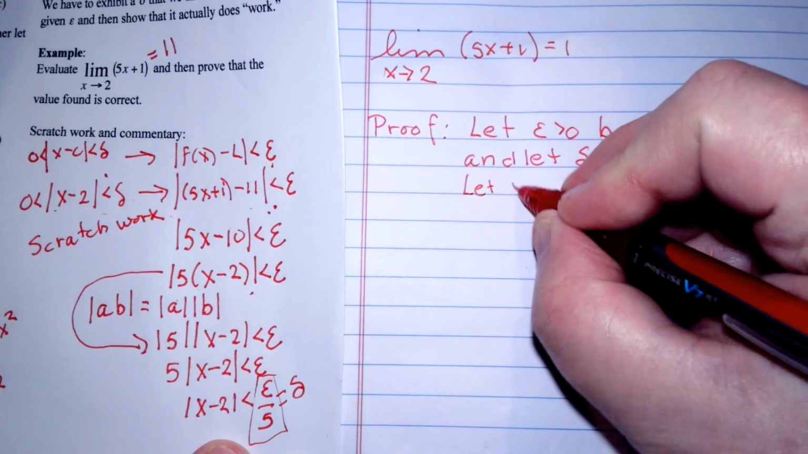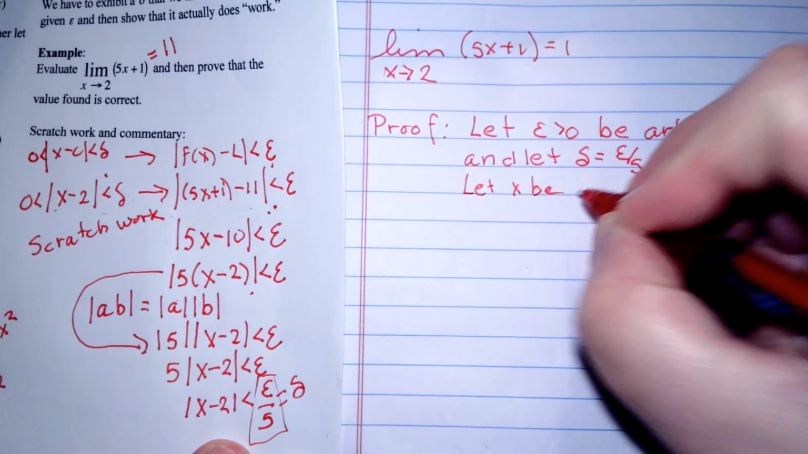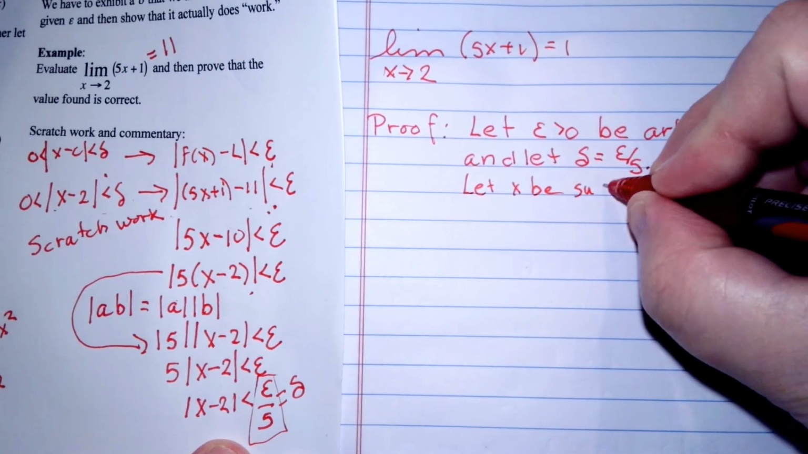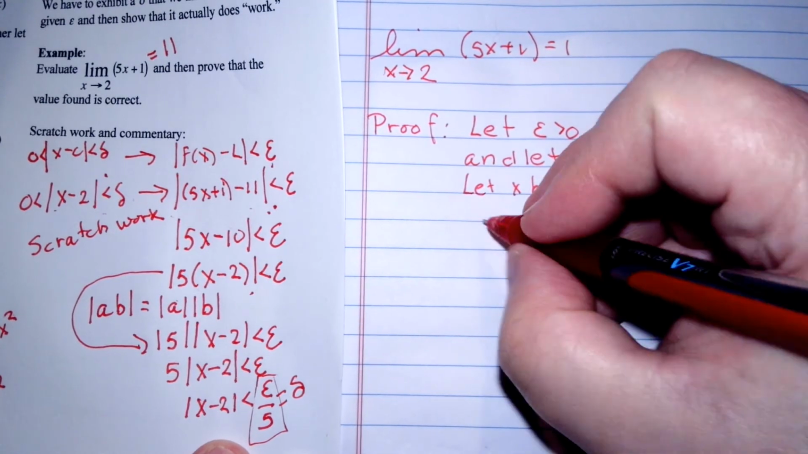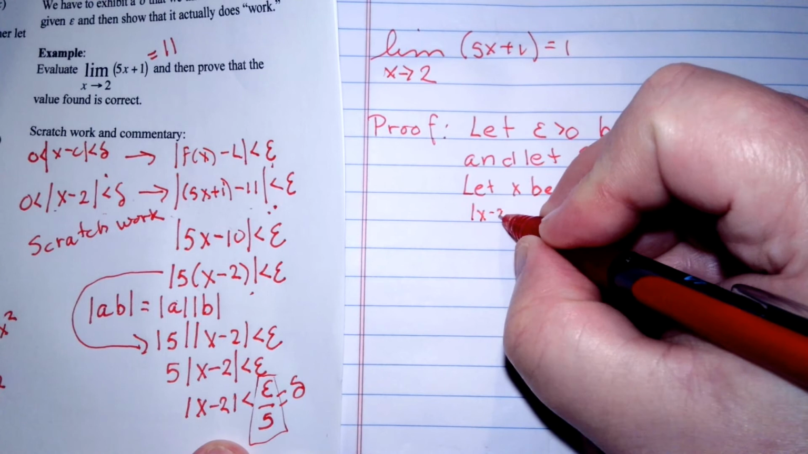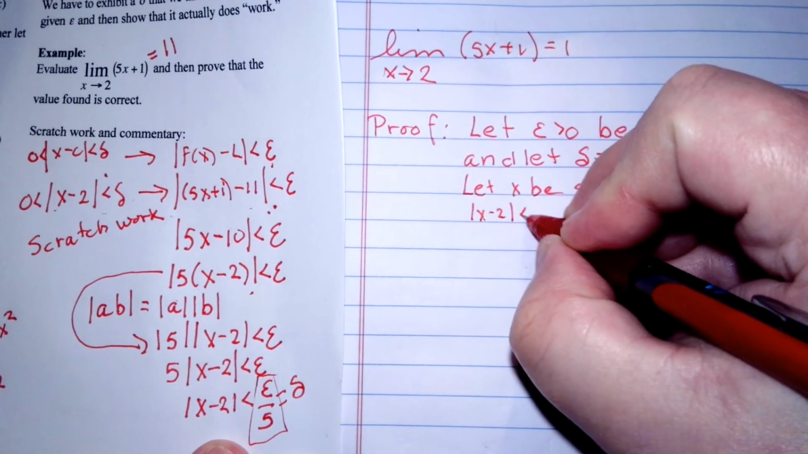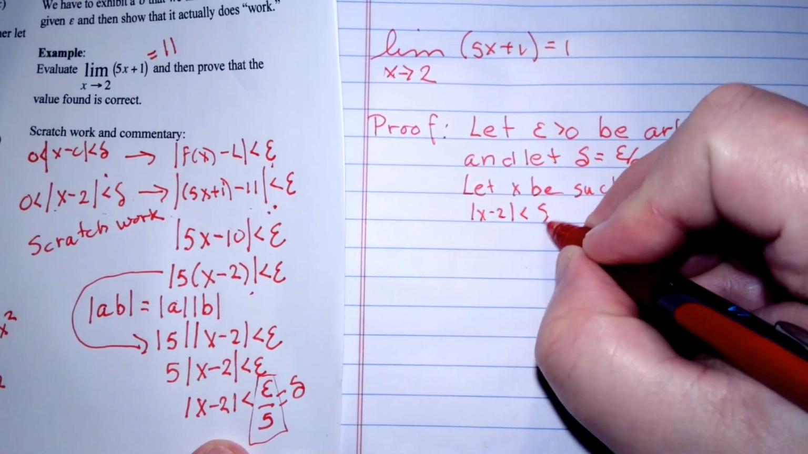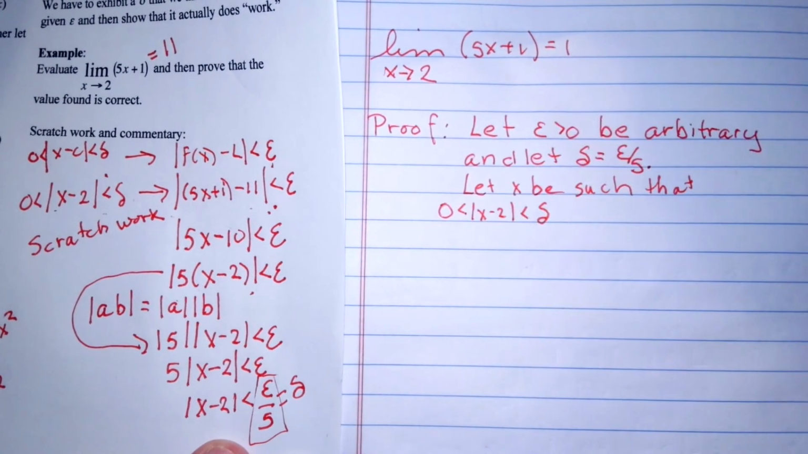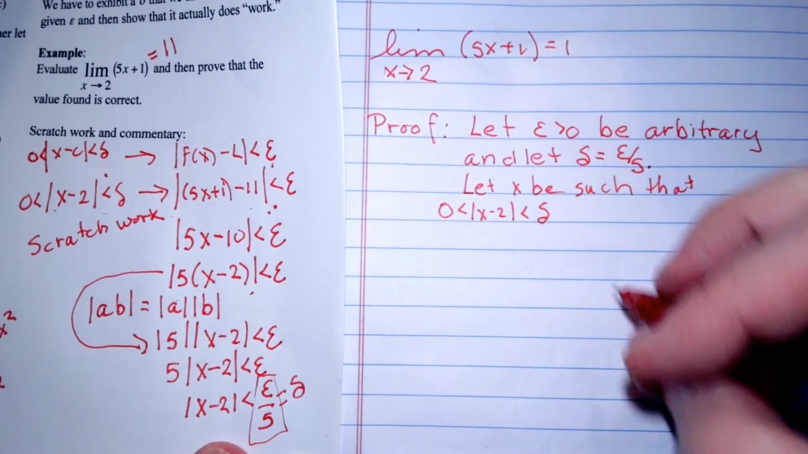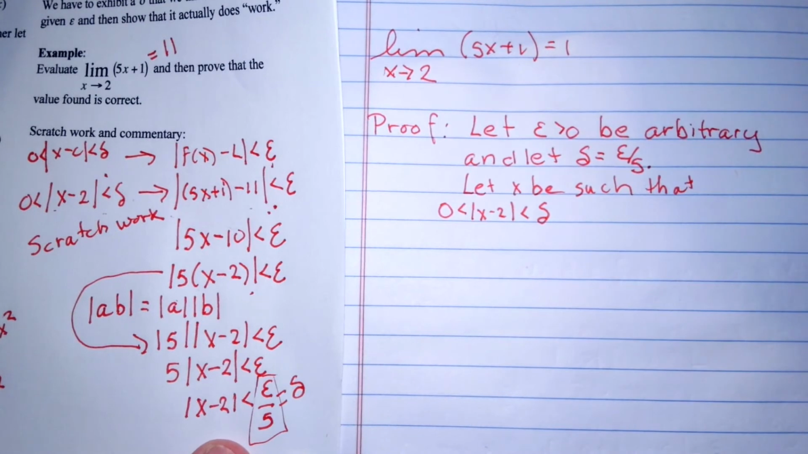Let x be such that the absolute value of x minus 2 is less than delta but greater than 0. I nearly forgot that part. Another thing I need to mention is that you should write your proofs in complete sentences.